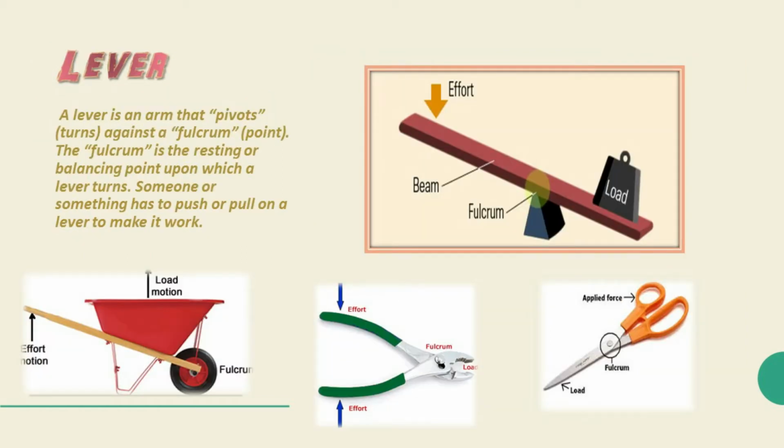First of all, lever. Students, a lever is an arm that turns against a point, meaning fulcrum. The fulcrum is the balancing point upon which a lever turns. Simply, a lever is used to push or pull heavy objects or to perform different tasks. Generally, wheelbarrow, plier, and scissors are the common examples of lever machines.